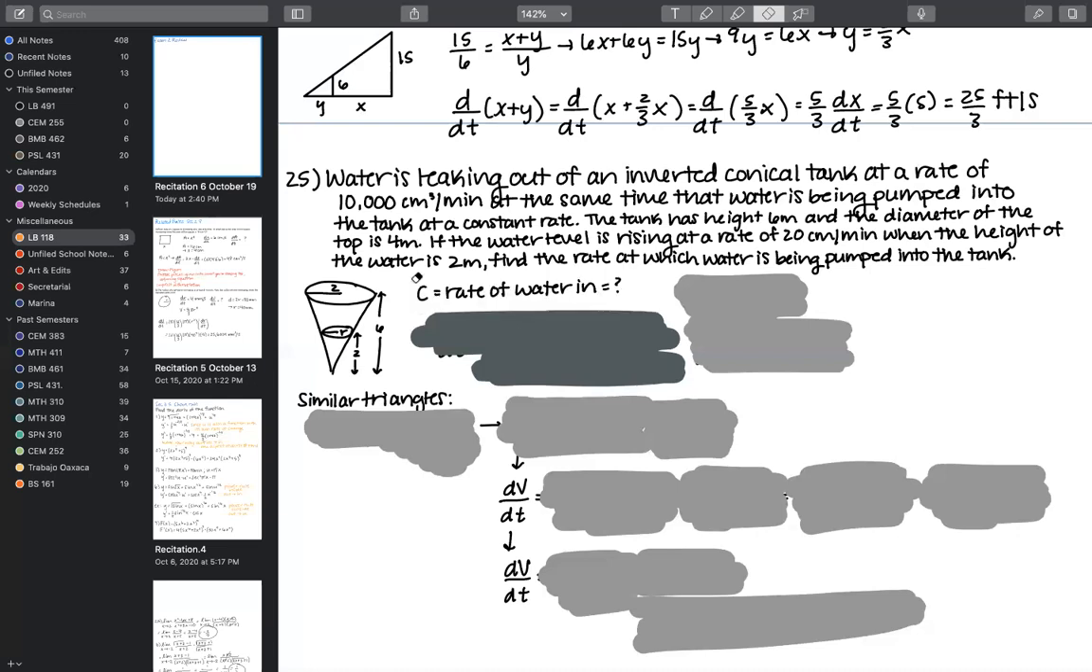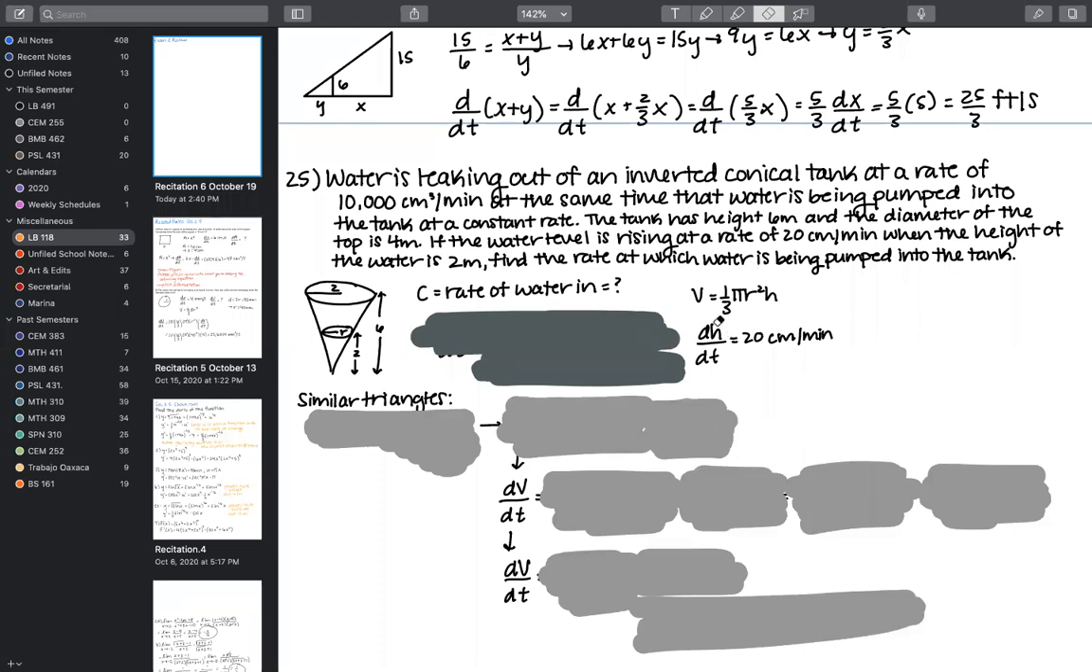First piece of information that we're given is that, well, not the first, but we're told that water is being pumped in at a constant rate. The last thing they say is find the rate at which water is being pumped into the tank. So we'll come back to this in a second. The more concrete pieces of information that we're given is that dH/dt, the rate at which the height of water is rising, is 20 centimeters per minute. And so this all relates to volume, and we're going to have to use the volume of a cone equation.